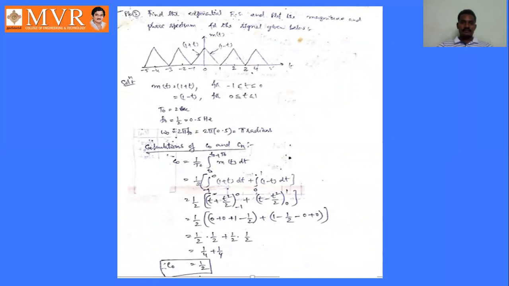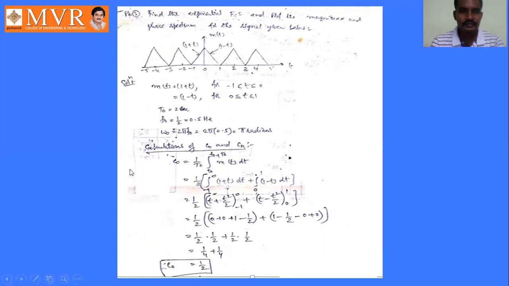See, it is the combination of two signals, and also here the problem is like an even signal, m of t is equal to m of minus t. The original signal is equal to its mirror signal. Okay, so find the exponential Fourier series and plot the magnitude and phase spectrum for the signal given below. So this is the signal given.